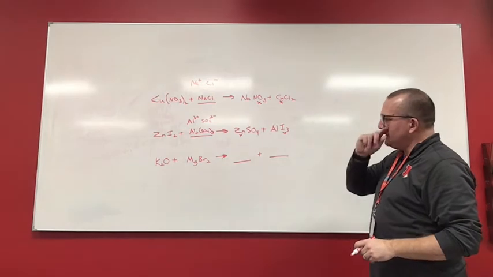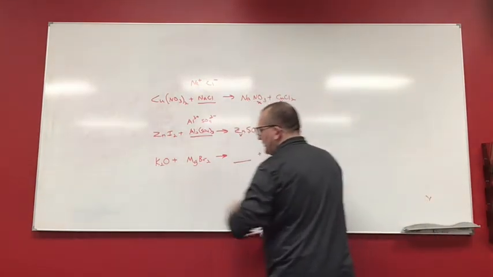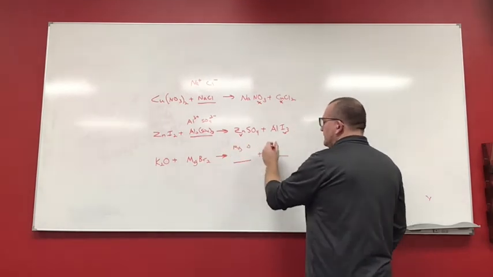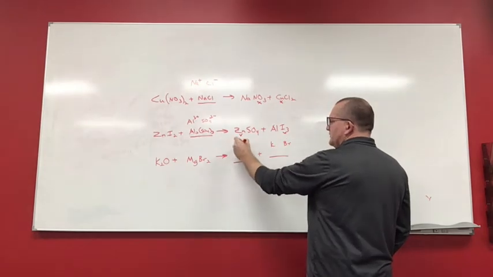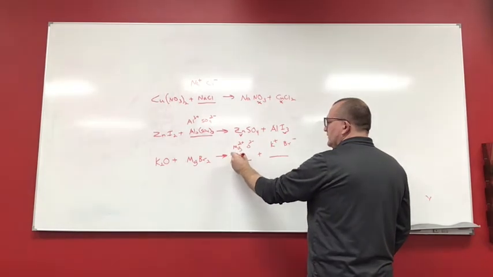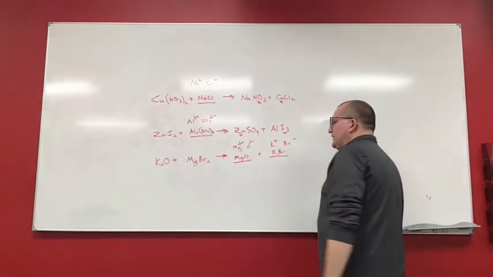Okay, so here, K2O plus MgBr, the Mg and the K switch places. So Mg goes with the O, and K goes with the Br. Find my charges. Positive 2, negative 2, positive 1, negative 1. MgO, KBr.